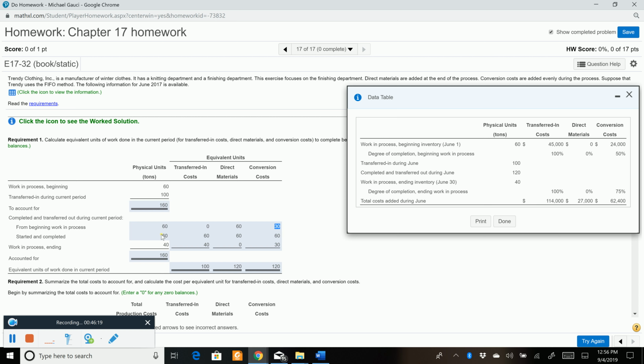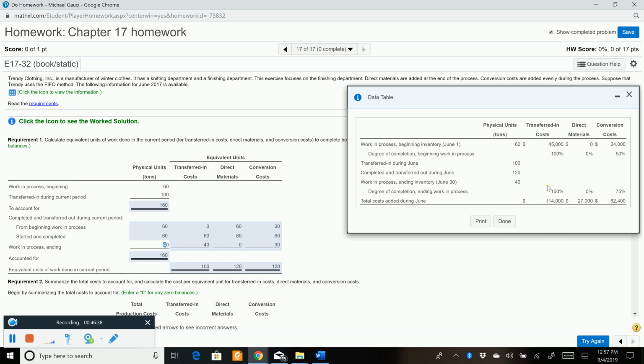Started and completed. That means they didn't even exist in the beginning of the month. They were all started and completed during the current period. So the physical units are going to be the same as the equivalent units, 60, 60, 60. And lastly, the ending WIP of 40 physical units.